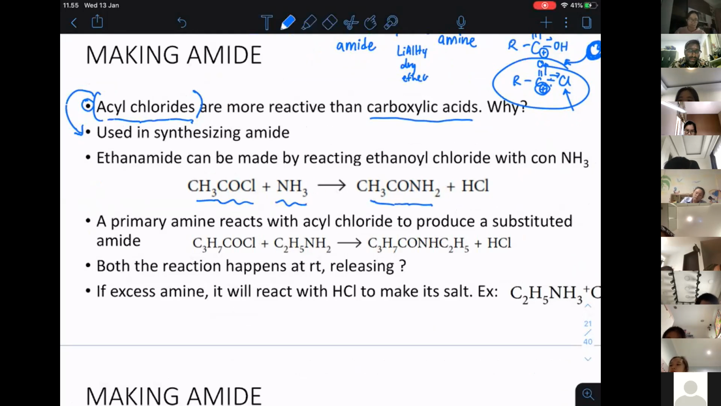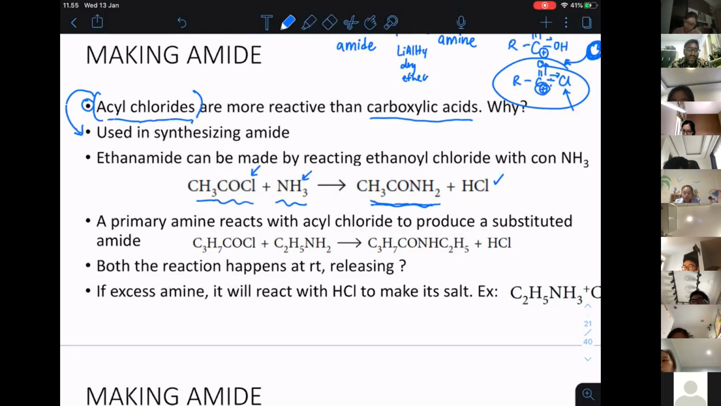When you do that, one of the hydrogens from the ammonia is going to combine with the Cl over here. So they are going to give you the white fumes of HCl. And the remaining NH2 will go and join, so you are going to get this amide.